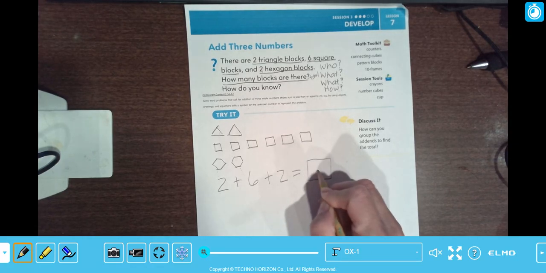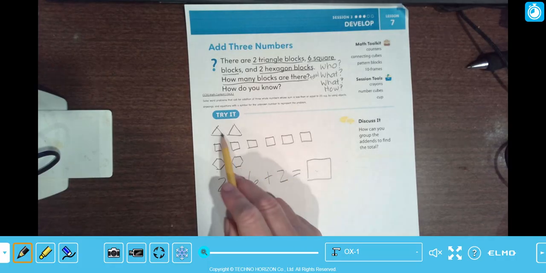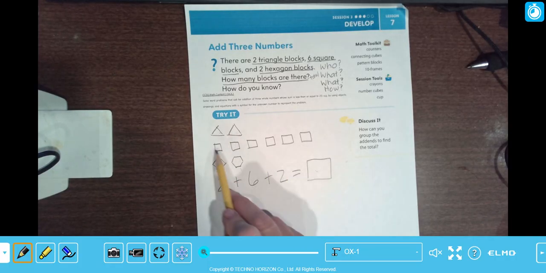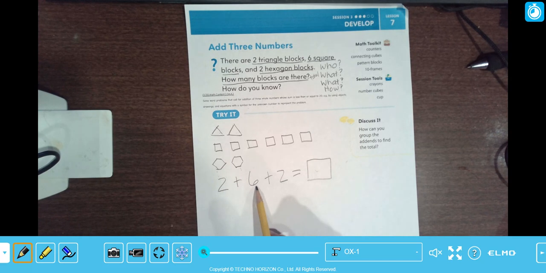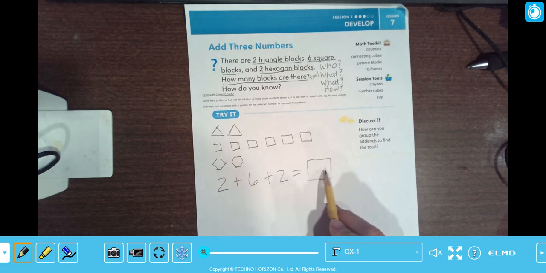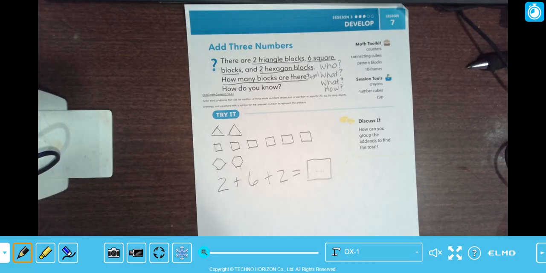So make this big so it can fit in there. So 2 triangles is right here. 6 squares is right here. 2 hexagons is right here. The answer is here. The total is here. Go ahead and figure that out.